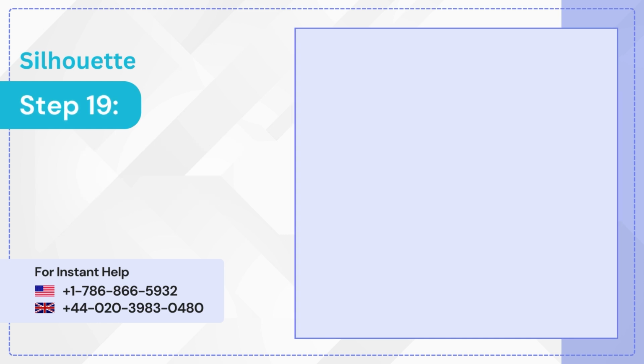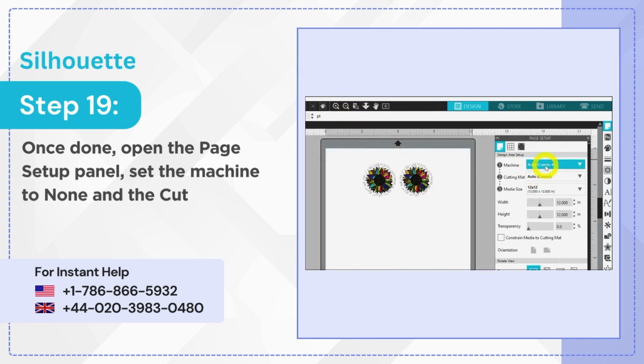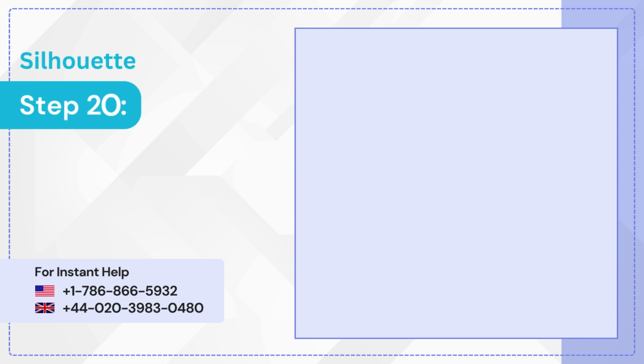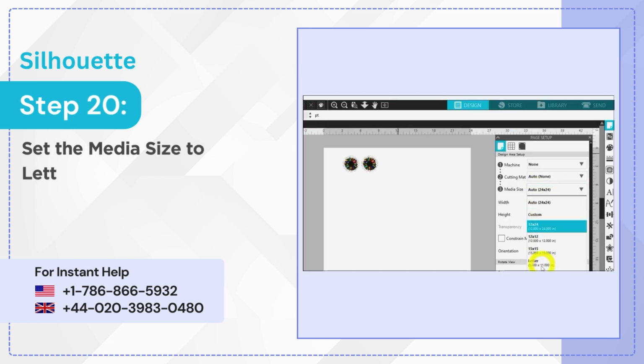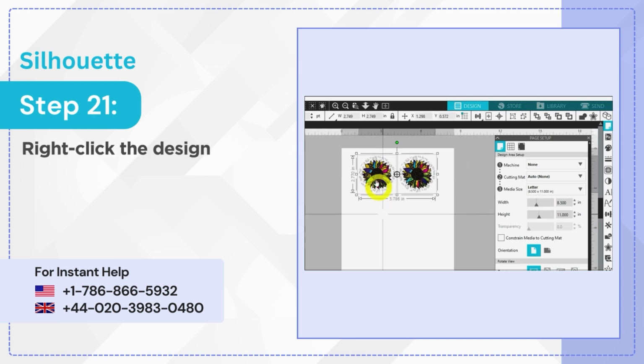Step 19. Once done, open the Page Setup panel, set the machine to none and the cutting mat will be defaulted to none. Step 20. Set the media size to letter. Step 21. Right-click the design and click Flip Horizontally.